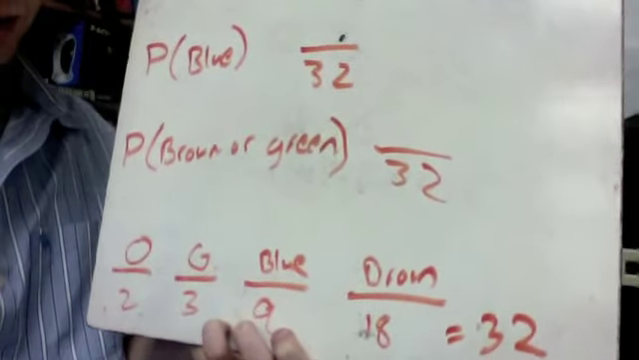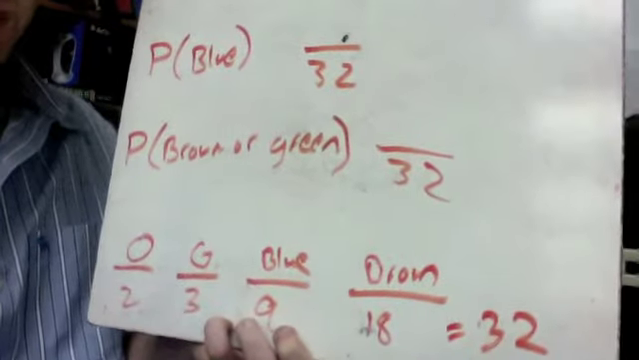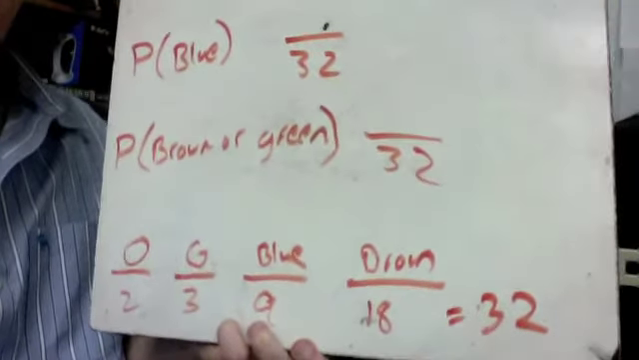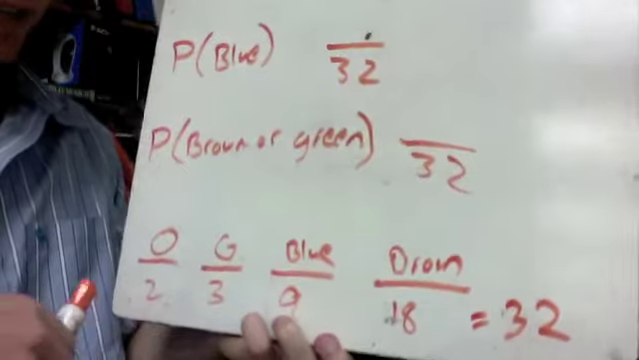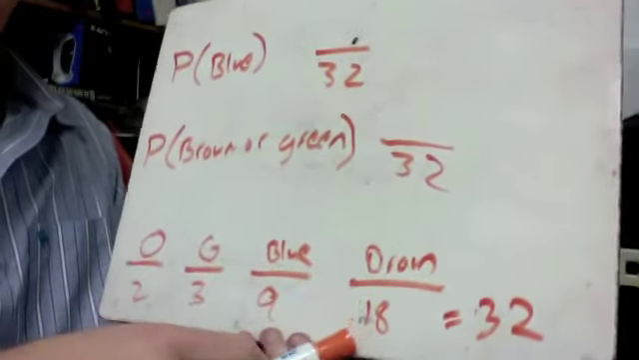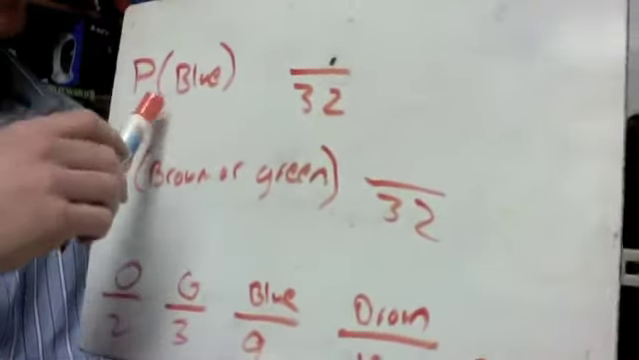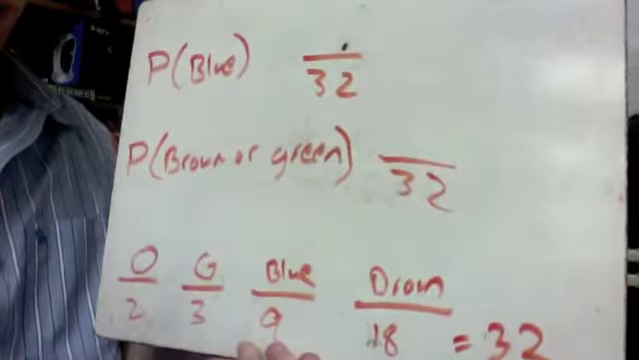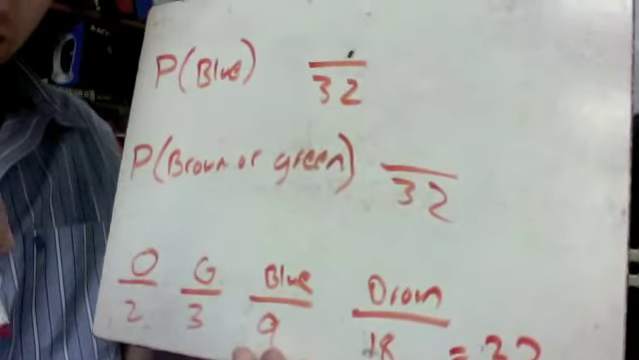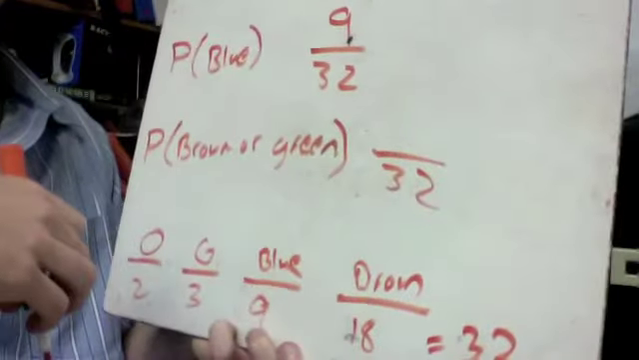which goes by twos. Remember, that's called an interval. It goes by twos, and just count to see each one and figure out how many we have total. We've got 2 in the other category, 3 in the green, 9 in the blue, and 18 in the brown. When we add them together, we get 32. So our first part is the probability of getting a blue. It looks to me like there are 9 blues, so I can just do 9 over 32.